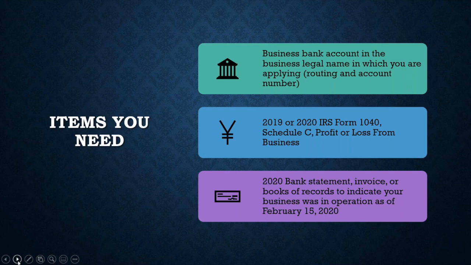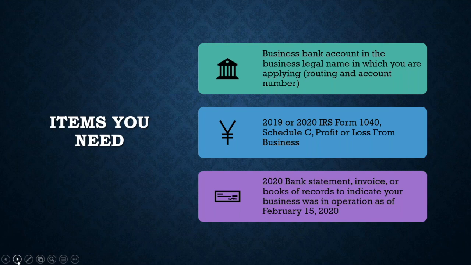Number two, these are items that you need to have on hand before you start to complete the application. You can use either your 2019 or your 2020 IRS Form 1040 Schedule C profit and loss from your business. You have to have completed either one of those schedules for either year 2019 or 2020. You may be asking, how do I find the Schedule C? If you have already filed or you're in the process of filing your tax return and you need to report your business activity, you will report it on your Form 1040 on Schedule C. Again, you can use either your 2019 or your 2020 Schedule C.